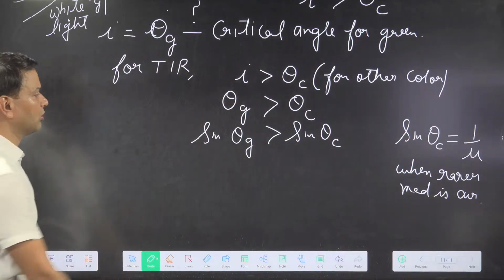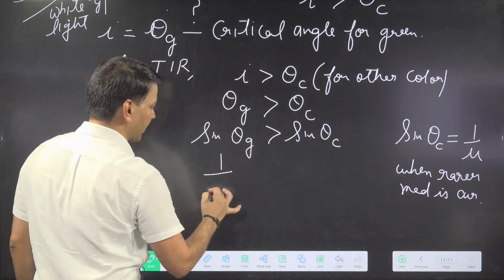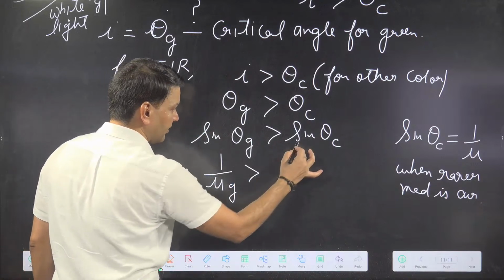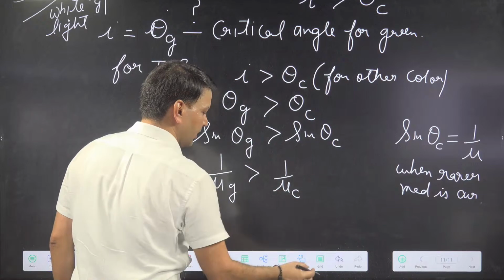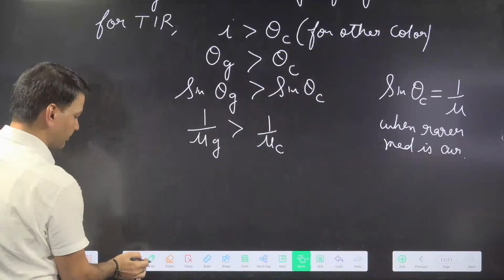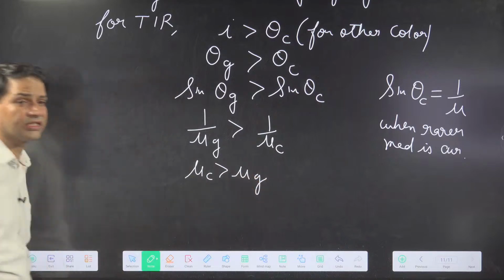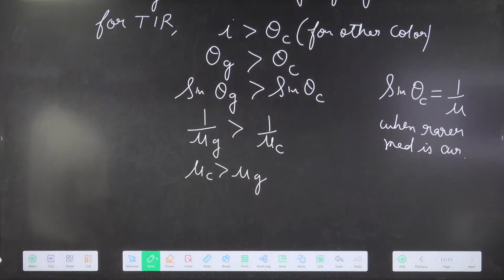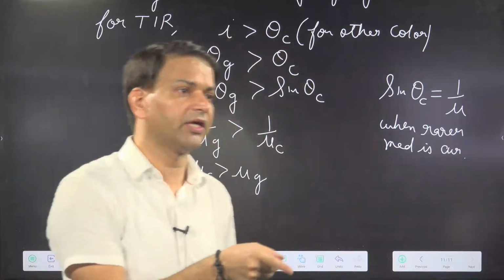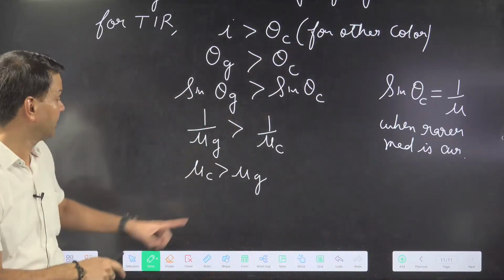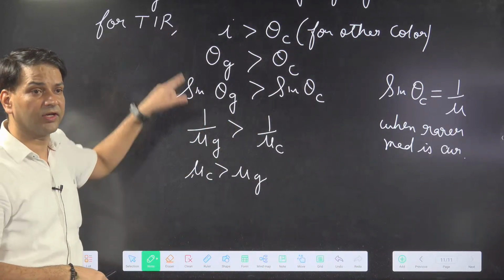Okay. Now sine theta G we can say is 1 by mu G, which is greater than 1 upon mu C. From this we get mu C has to be greater than mu G. It means the color whose refractive index is greater than the refractive index of green will get TIR.